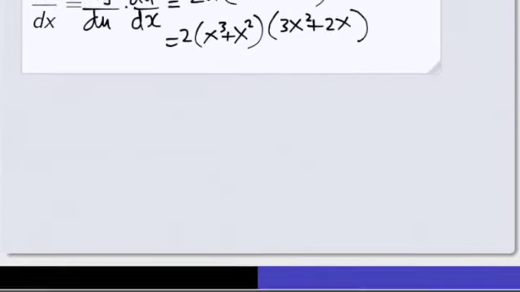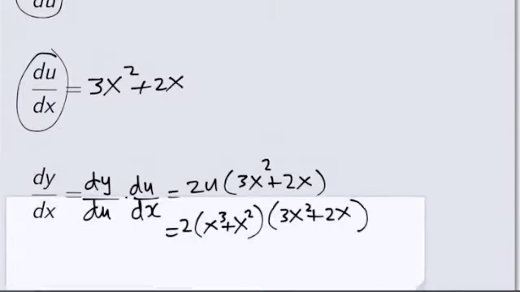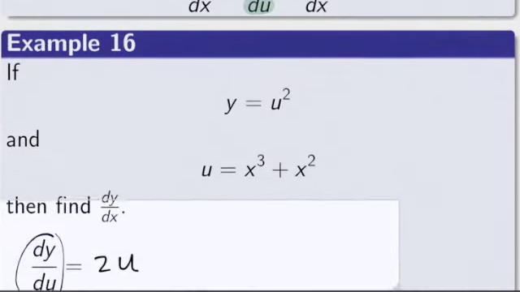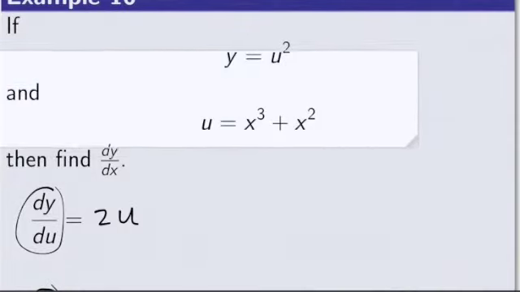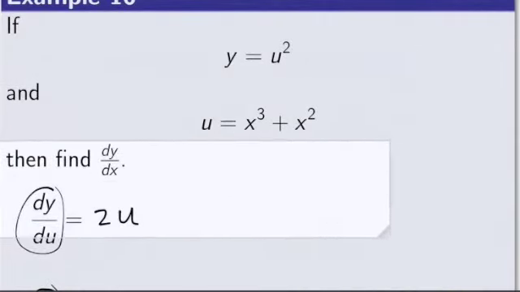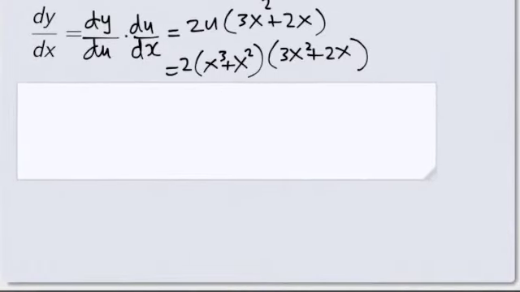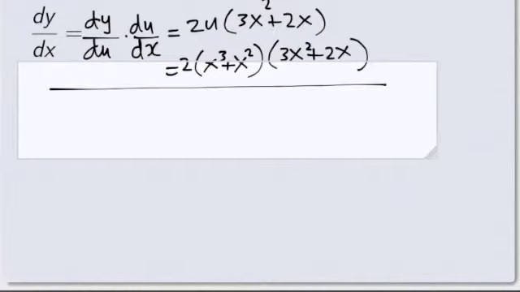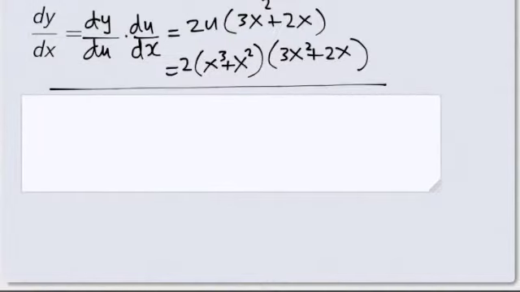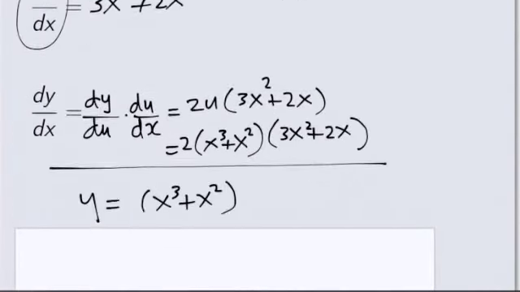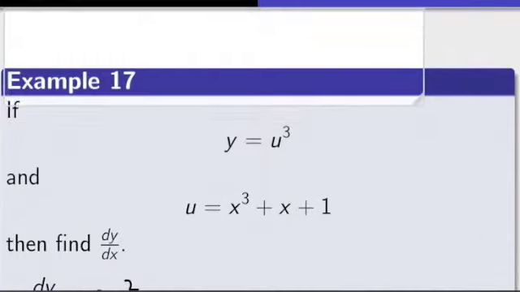Now let's take a look at the previous example. Let's phrase this question in a slightly different way. It is the same question, y is u squared, so let's say u is x cubed plus x squared. So let's say, suppose that the question states y equal to x cubed plus x squared all squared.